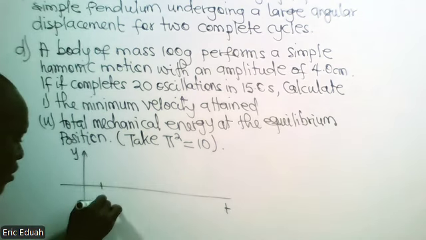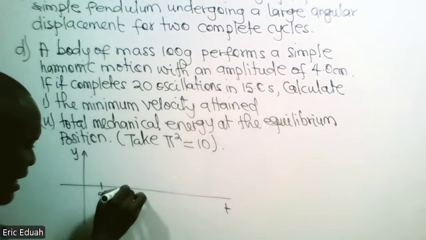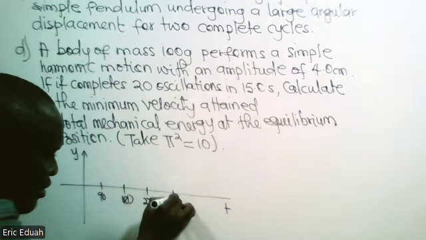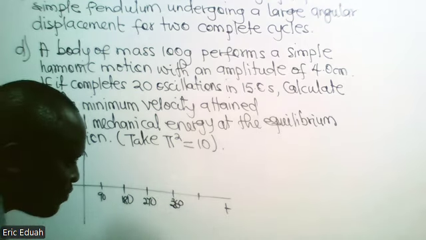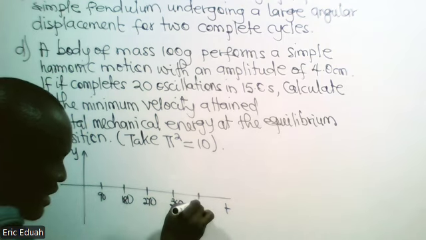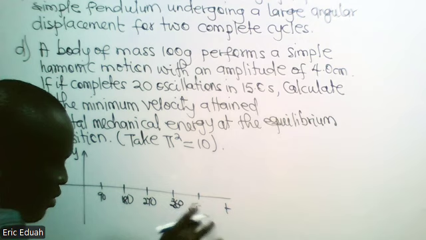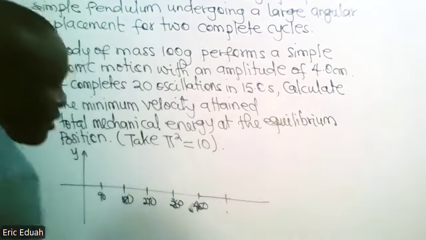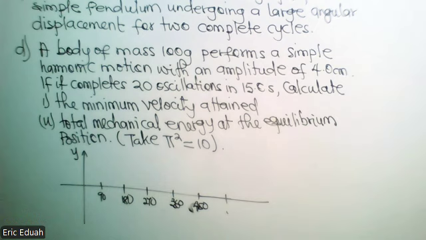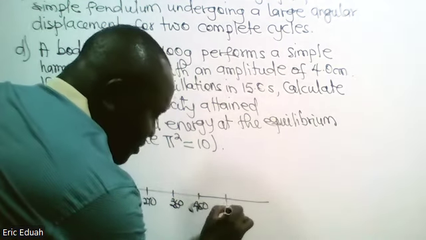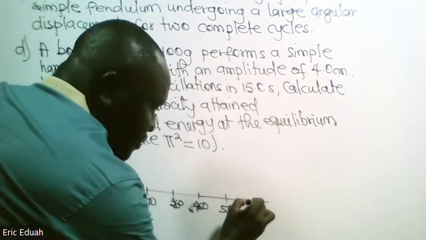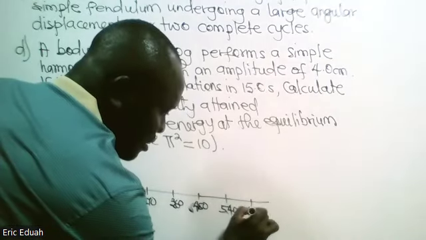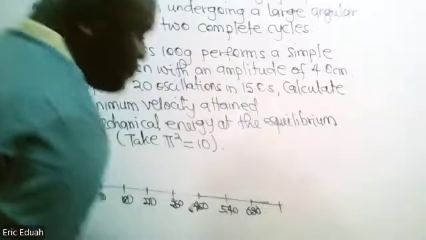In terms of angle, maybe 90, 180, if we are doing it in terms of angle, 270, 360, plus 90, 450, plus 90, 540, plus 90, 630, plus 90, 720.